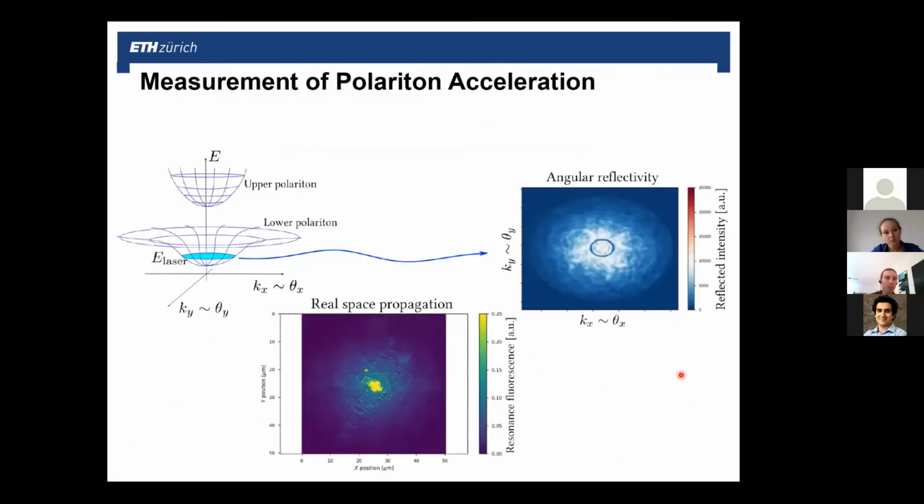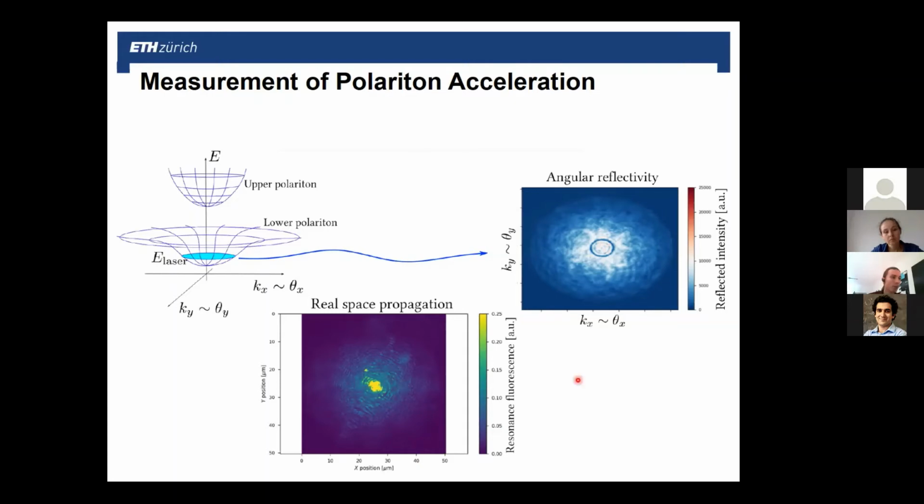How are we going to measure this? So if we excite resonantly with a laser, this will cut out the ring of the dispersion, which we will see as a dark ring in reflectivity. And if we look in cross-polarization, we will see the emission of the polaritons. We use cross-polarization because we don't have direct access to transmission in the current experiment. But it should be a good proxy. And then we see outwards propagating polaritons.